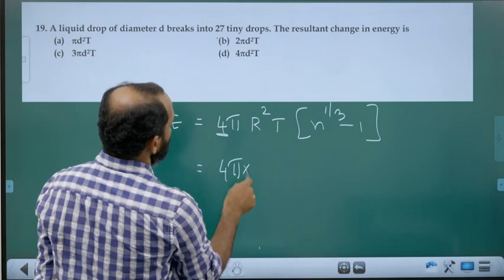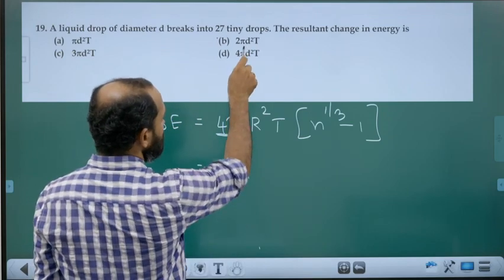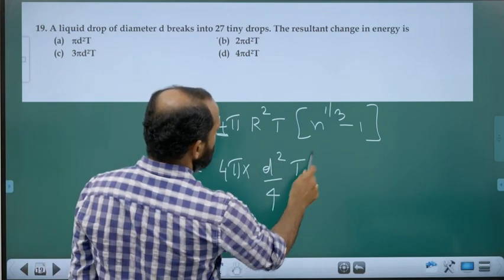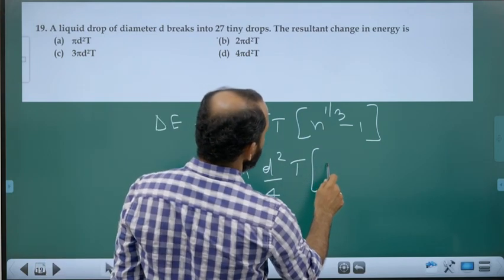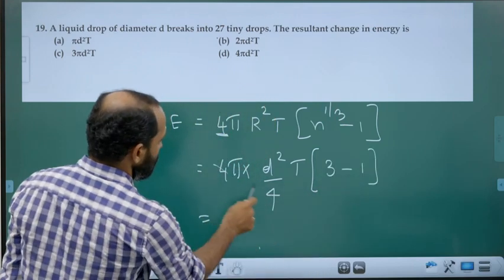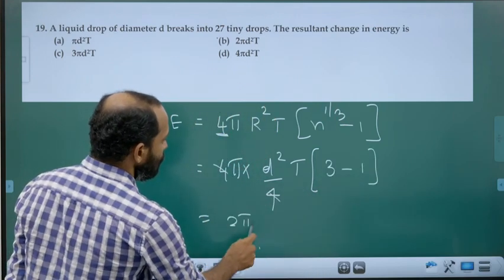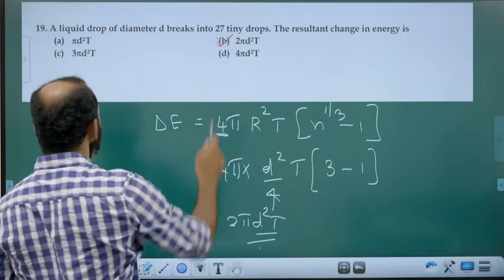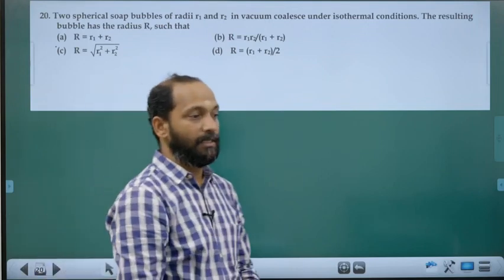4 pi into, the answer is to be in terms of diameter. So r is D by 2, so r square is D square by 4, T into n is 27. 27 raised to 1 by 3 is 3, 3 minus 1. 4 cancels, so here you get 2 pi D square T. Really, the options are confusing, so care should be taken while doing similar ones.